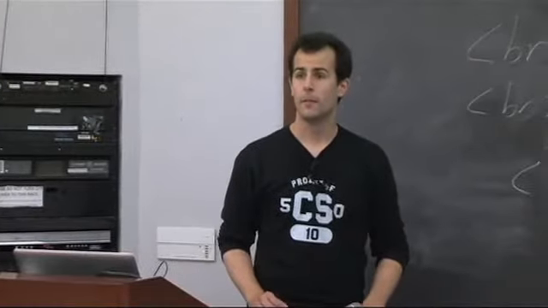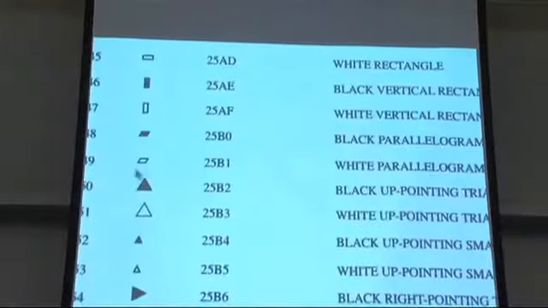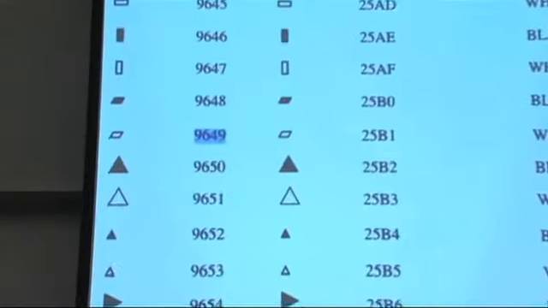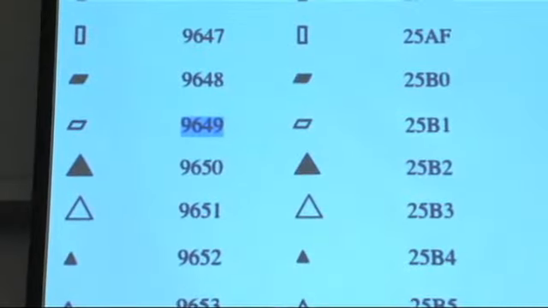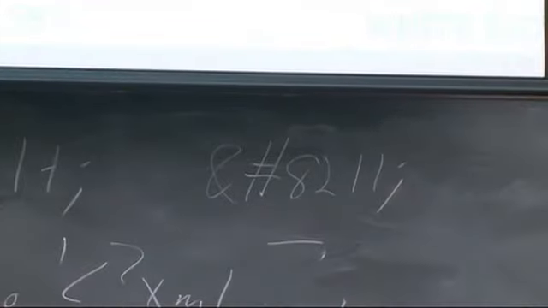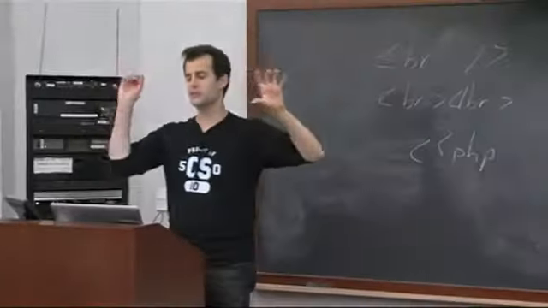Yeah? Oh, good question. It's actually quite easy. Sorry to gloss over that. Let me go back here to where we were, geometric shapes. So generally, you'll see this here. This is the numeric code, 9649. So we would do ampersand, number, 9649, semicolon. So you insert those numbers in between the pound sign and the semicolon.